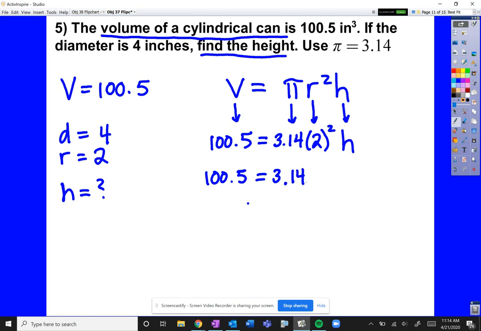So 2 squared is 4 times h. So 100.5, 3.14 times 4 gives us 12 point.